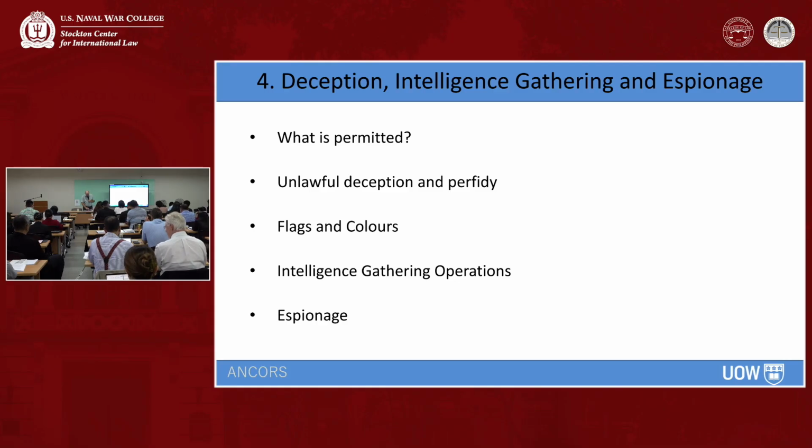And key amongst those were things like perfidious acts. So where the confidence of your adversary is being invited by use of a sign or an emblem, feigning surrender, those types of activities where you're then trying to gain the advantage, kill your adversary by using one of those prohibited methods of deception.